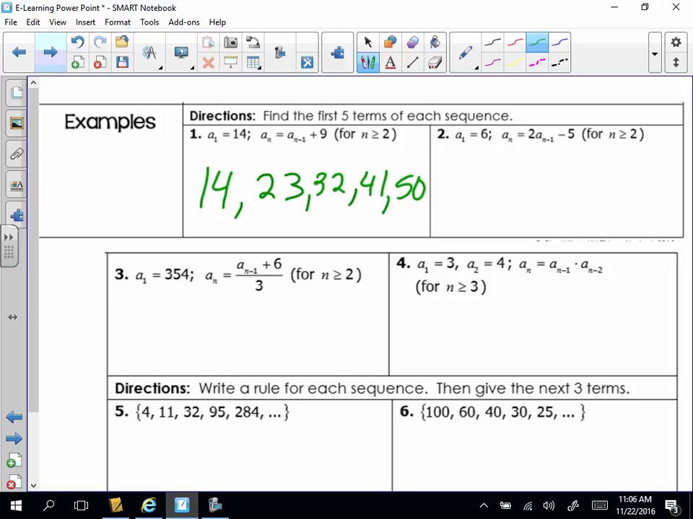On the second one, we're going to take the previous term, multiply it by 2, and then minus 5. So the first term is 6. 6 times 2 is 12, minus 5 is 7. 7 times 2 is 14, minus 5 is 9. 9 times 2 is 18, minus 5 is 13. And the last one will get 21.